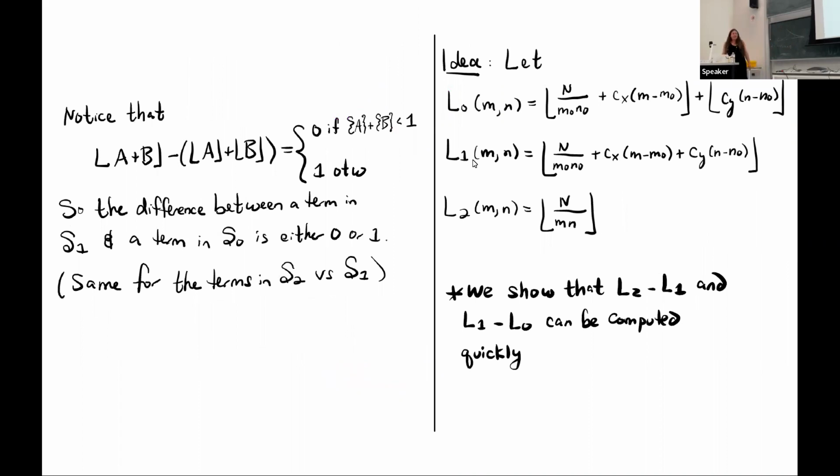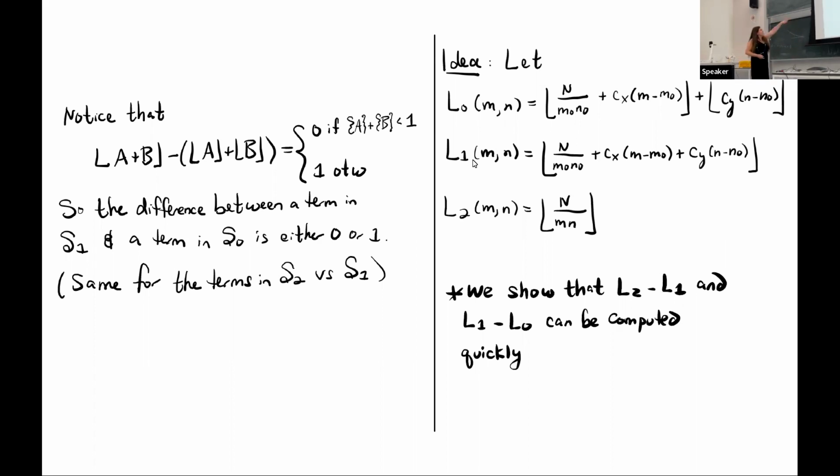All right, here's the key idea. This is a basic fact from high school algebra. If you take the floor of A plus B and subtract the separated version, the floor of A plus the floor of B, this difference is always either 0 or 1. It's 0 if the fractional parts add up to something less than 1, and 1 otherwise. So if you're looking term by term in the sums S0 and S1, or S1 and S2, these terms either agree or differ by 1.